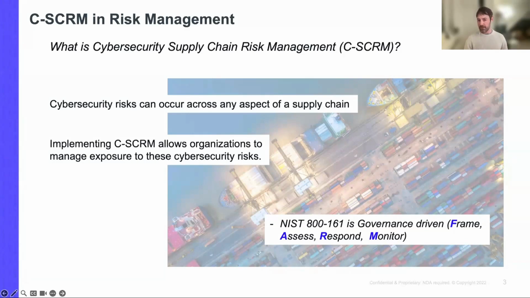As we know, these can come from many different angles, and some of them more perhaps larger pieces this year, such as the MOVEit vulnerability, has really exposed just how vulnerable some suppliers and some supply chains are. Obviously, implementing the CSCRM, the ultimate purpose is to allow organizations to manage exposure to those cybersecurity risks, principally through developing a formal approach to risk management and the risk management framework.